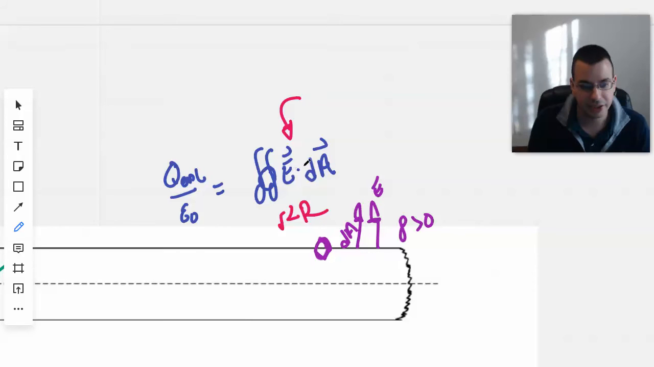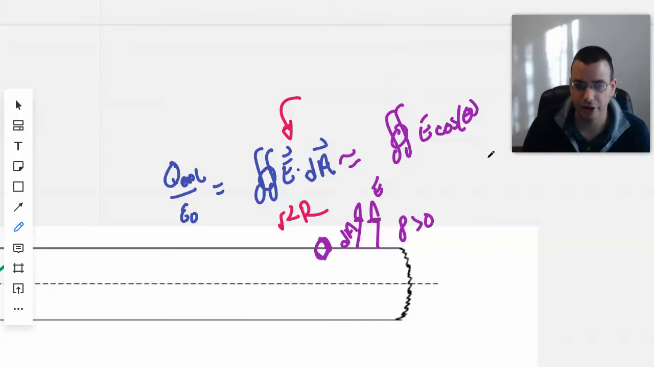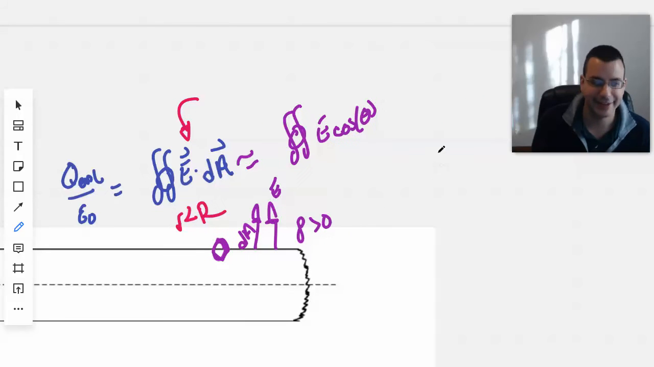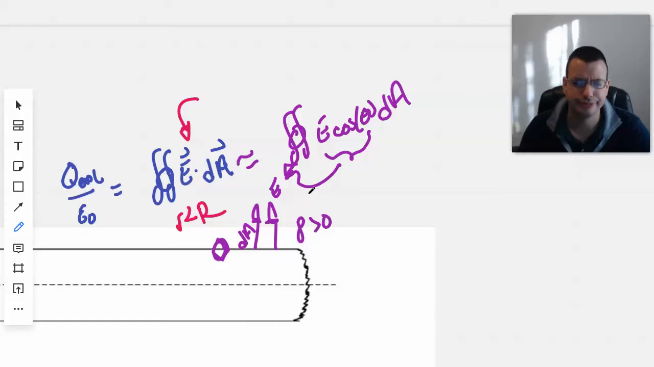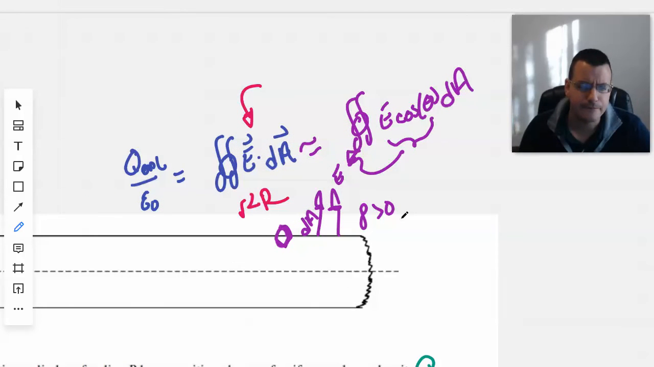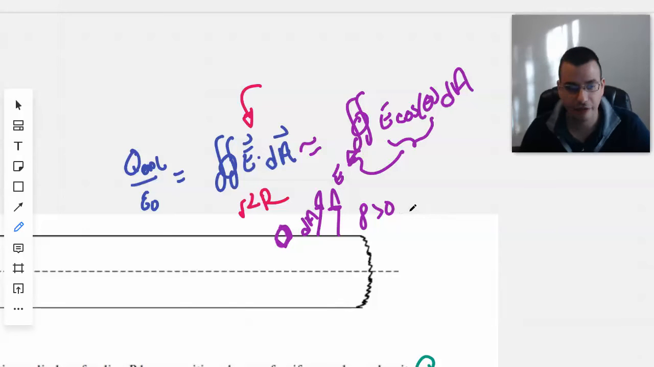What that means is we can rewrite this as E times cosine theta, which is the angle between the area and the electric field, dA. We want this to be a constant. And if it's a constant, it means we can pull it out of the integral. We can pull it out to the side, and that way it'll be much easier to solve for the area.